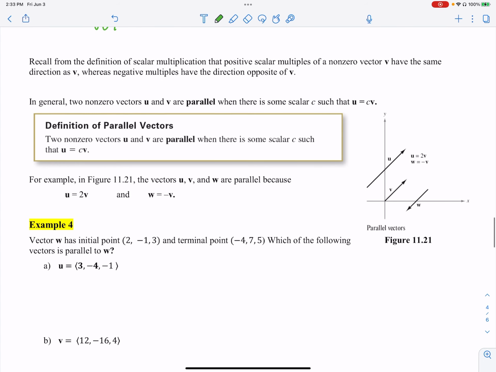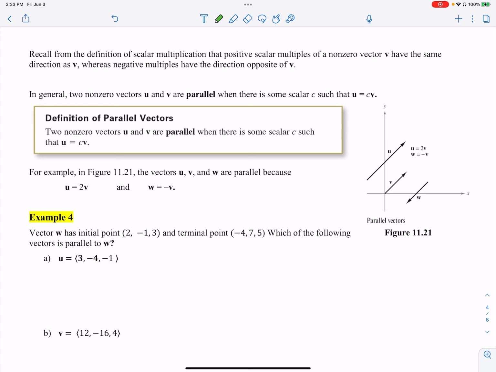All right, we're going to keep moving here. We're going to talk about the definition of parallel vectors. Two non-zero vectors are called parallel when there is some scalar c such that you can take one of the vectors, multiply by c, and get the other vector. Parallel vectors still have that same definition of parallel. They run in the same direction. That's all that means. They don't even have to go the same direction. They just run along the same direction, meaning these two here are considered parallel, even though they're going in opposite directions. So it's just an extension of it.